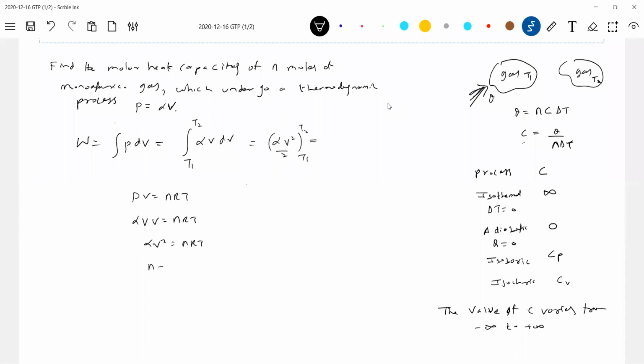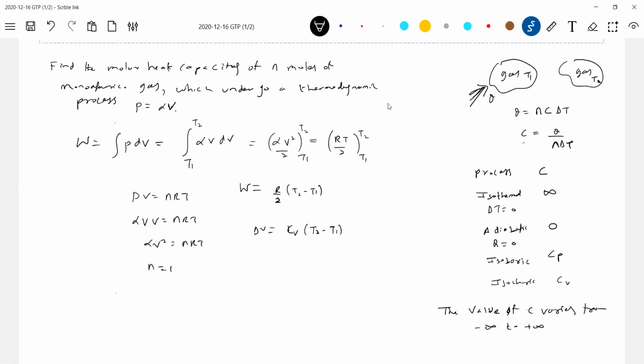Let n equal to 1 mole, it will be easy for us. So alpha V square becomes RT, divided by 2, RT by 2. So the work done by the gas will be R by 2 times T2 minus T1. We also know the change in internal energy: the number of moles we took is one, so it is CV times T2 minus T1.